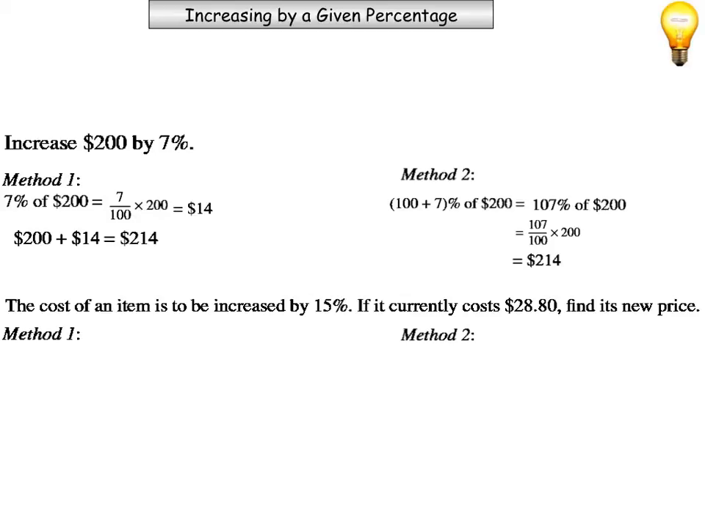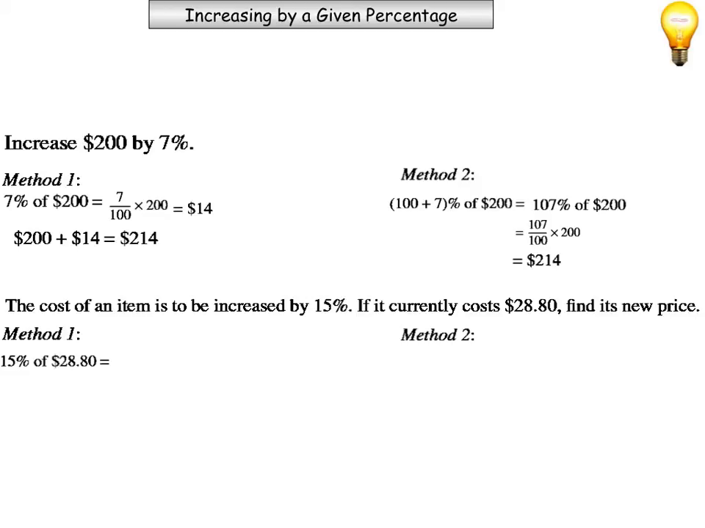Alright, the cost of an item is to be increased by 15%. If it currently costs $28.80, find its new price. So you might like to pause the video now and have a go using both the methods. Okay, so let's have a look at method 1.